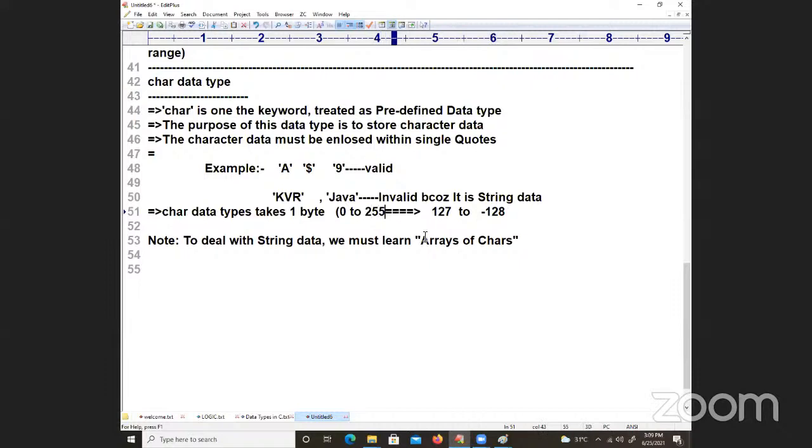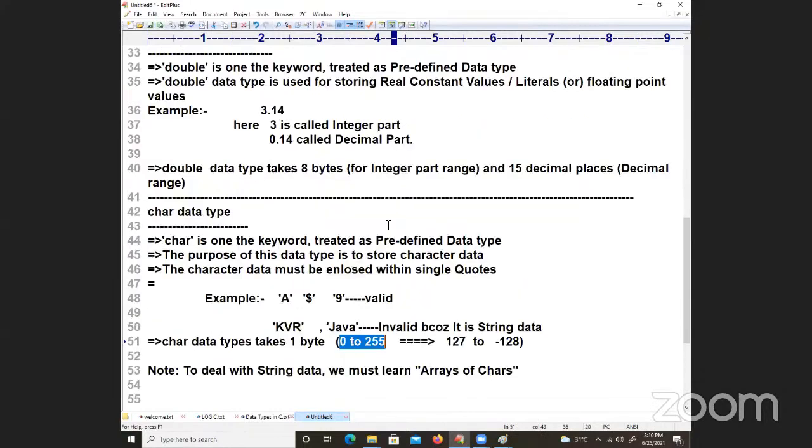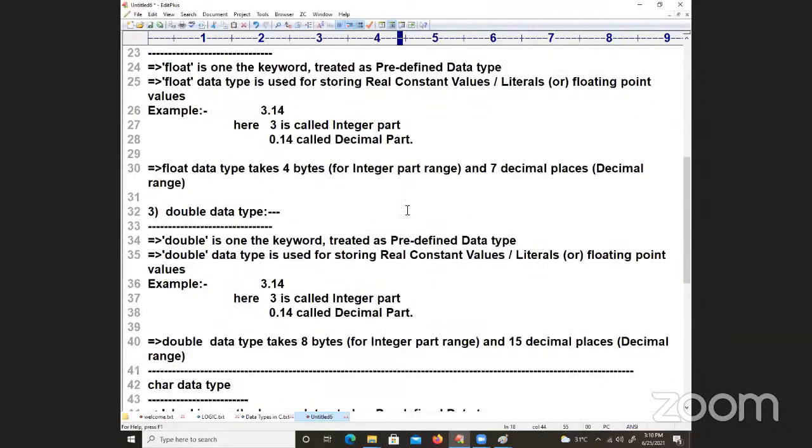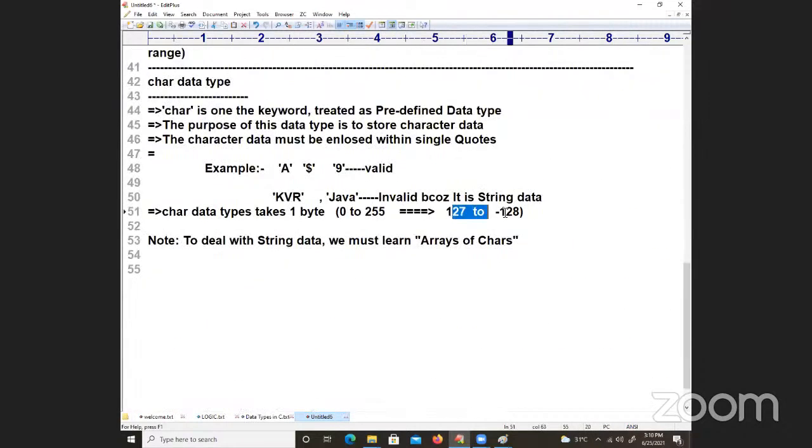So when do you go for this size and when do you go for this size? This comes under signed character, and this is called unsigned character. Like previously, where I taught you 32 plus 32, this one is for signed int. Like that, this is signed character, and unsigned character will also be like this. Are you able to get my points?